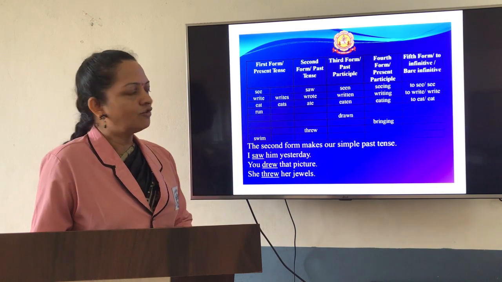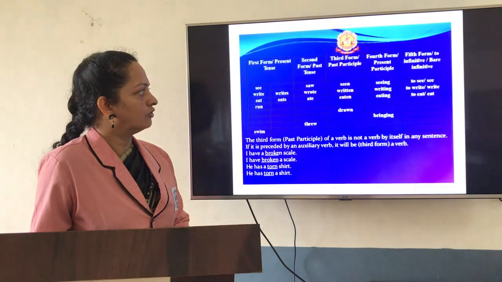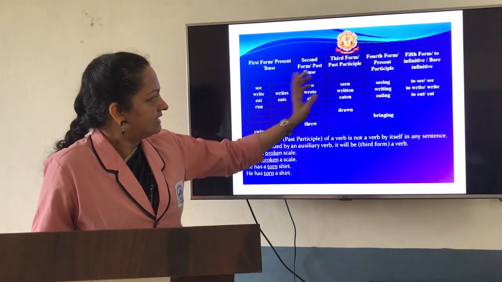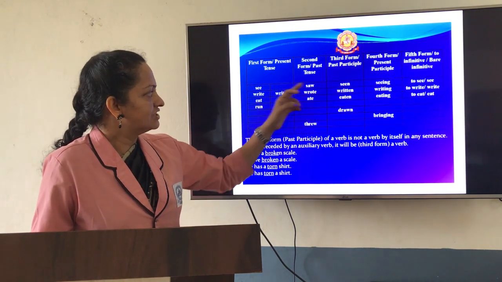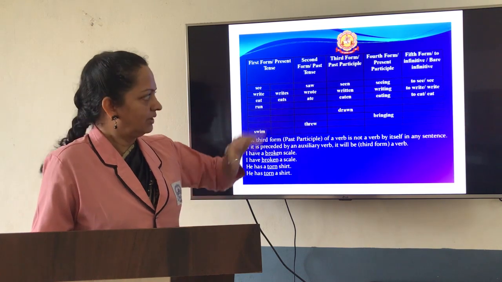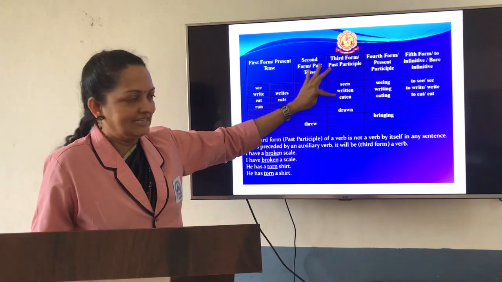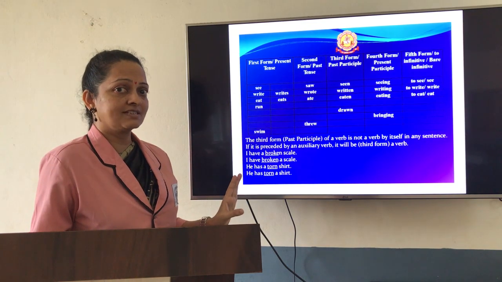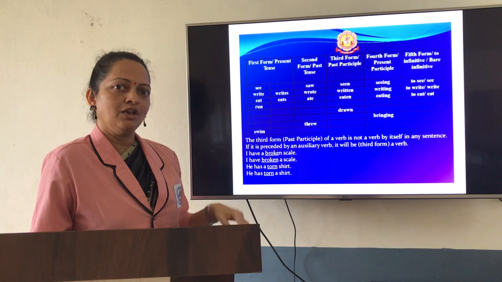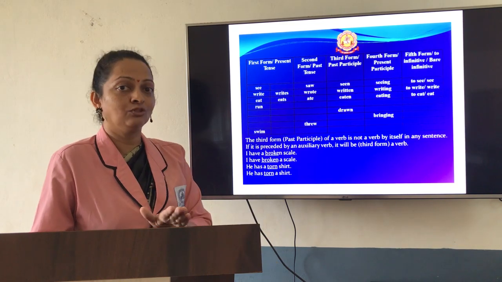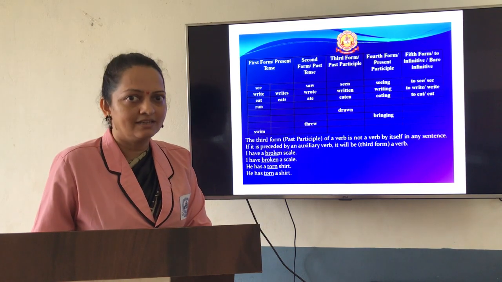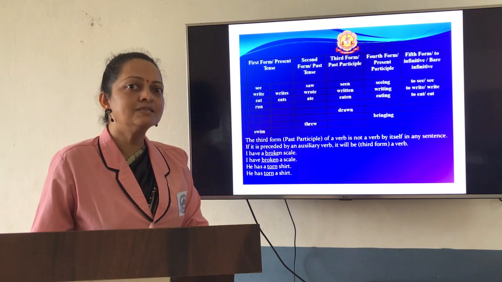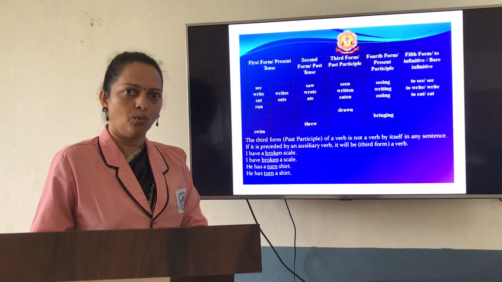Next, let's see third form and fourth form. If you see, we have converted see into seen, write into written, eat into eaten, and then you are going to do it. So, seen, written and eaten cannot be used as it is. And as I have told you in the starting, for these verbs, we have to use some helping verbs, and those helping verbs are called auxiliary verbs. Again I am repeating, there are two types of auxiliary verbs, primary auxiliary verbs and modal auxiliary verbs.